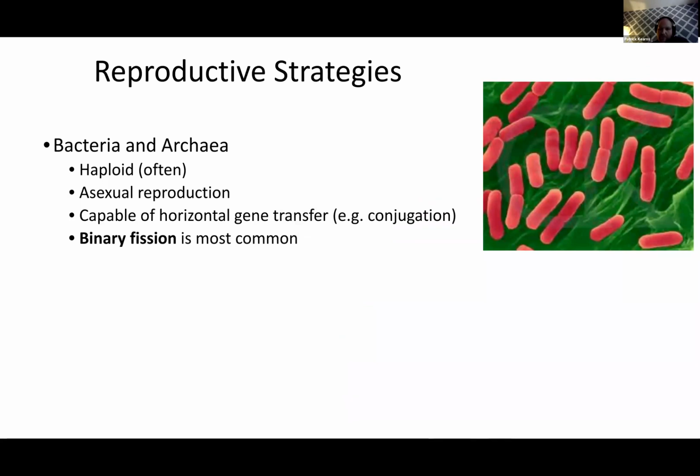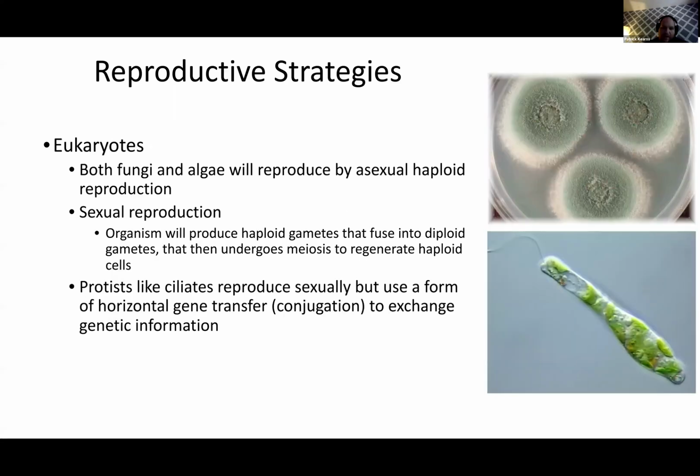And so what are some reproductive strategies that our microorganisms have? Well, for our bacteria and archaea, they're often haploid, meaning they only have half of the number of chromosomes that they typically need. They undergo asexual reproduction, again, no sex involved, and they're capable of what's called horizontal gene transfer. This is a process called conjugation. We'll talk about this process later in the semester. And the most common way they reproduce is by binary fission.